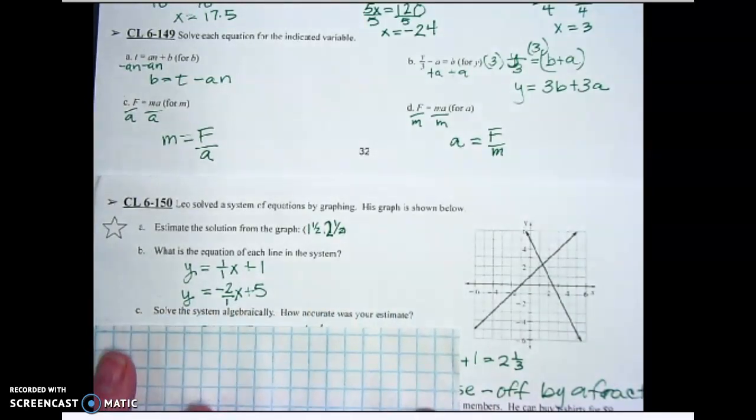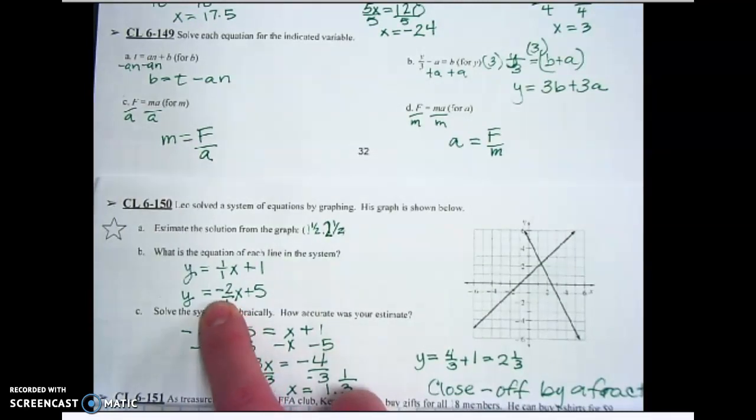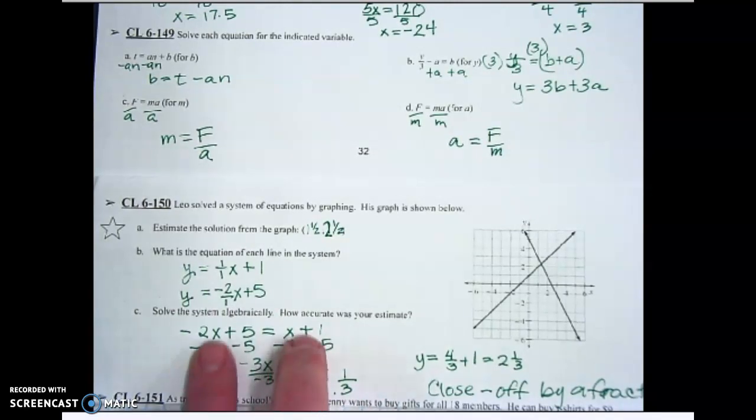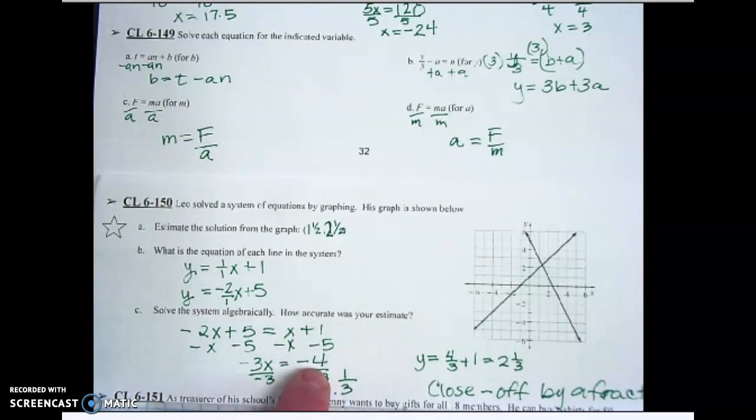Part C says, solve the system algebraically. How accurate was your estimate? All right, so I took the two equations and I did the equal values method because they were both already set equal to y. I took the two expressions and put an equal sign between them. So this one I just wrote as negative 2x plus 5, and this one I just wrote as x plus 1. Just simplified it a little. Because I had variables on both sides, I subtracted the x from both sides, and I subtracted 5 from both sides. So negative 2x minus x is negative 3x, and 1 minus 5 is negative 4. The inverse operation of multiplying by negative 3 is dividing by negative 3, so I got 1 and 1/3.